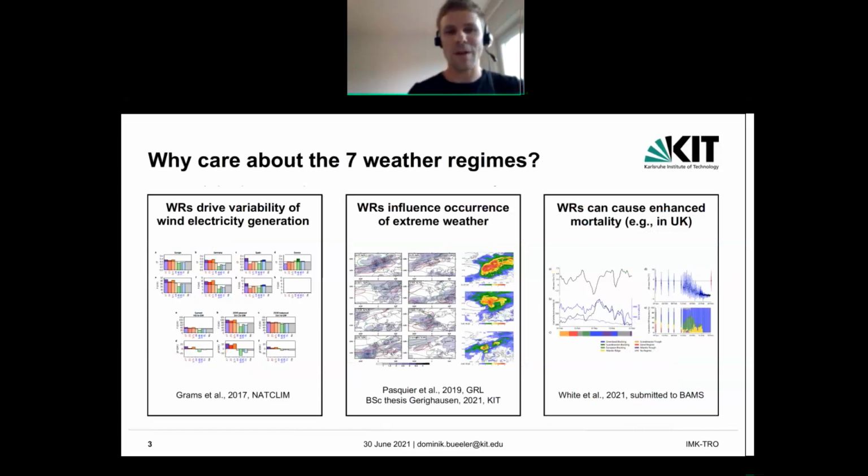So maybe just briefly, why do we care about these 7 regimes? I'm just giving you a glimpse on recent or earlier studies that have used these regimes. On the left, one study looked at how they are useful to explain wind electricity generation in different European subregions. In the center, 2 studies looked at how they modulate extreme precipitation or near surface temperature. And on the right, we have been involved in a study in which we used the 7 regimes to try to predict enhanced mortality in the UK, for instance, due to cold waves. With this, I hope I convince you that it's important to understand how well these can be predicted throughout the year.